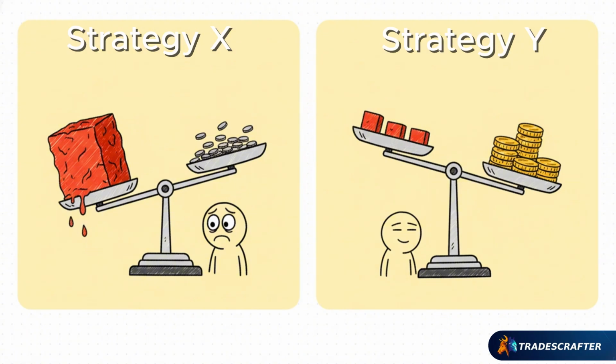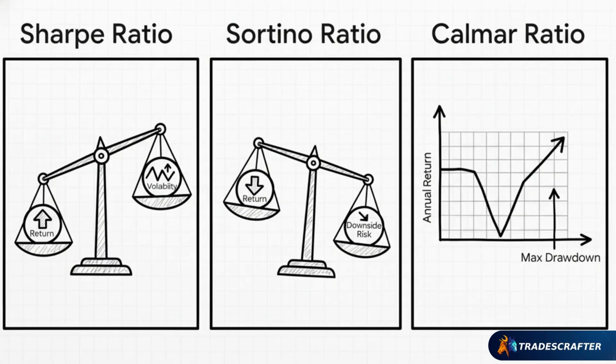That's the one that actually makes money. Expectancy tells the true story, not win rate. And finally, there are these risk-adjusted ratios. Now, don't let the names intimidate you. The idea is simple. They just tell you how much bang you're getting for your buck, how much return you get for the amount of risk you take on.